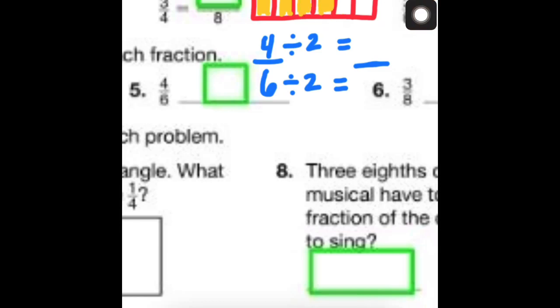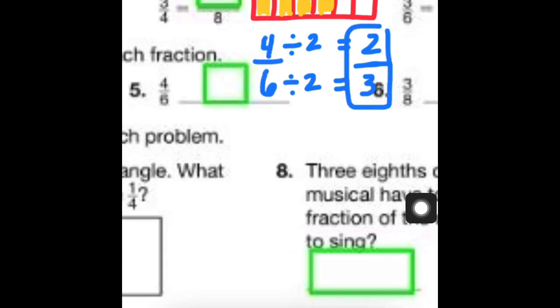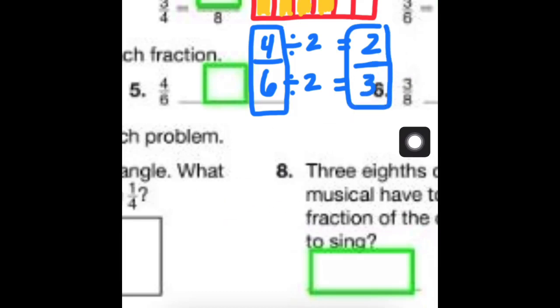4 divided by 2 is 2. 6 divided by 2 is 3. And I know that because 3 times 2 is 6, and 2 times 2 is 4. So we have another fraction that's equivalent to 4/6, but now it's only using 2 pieces. So it's now divided up into thirds.